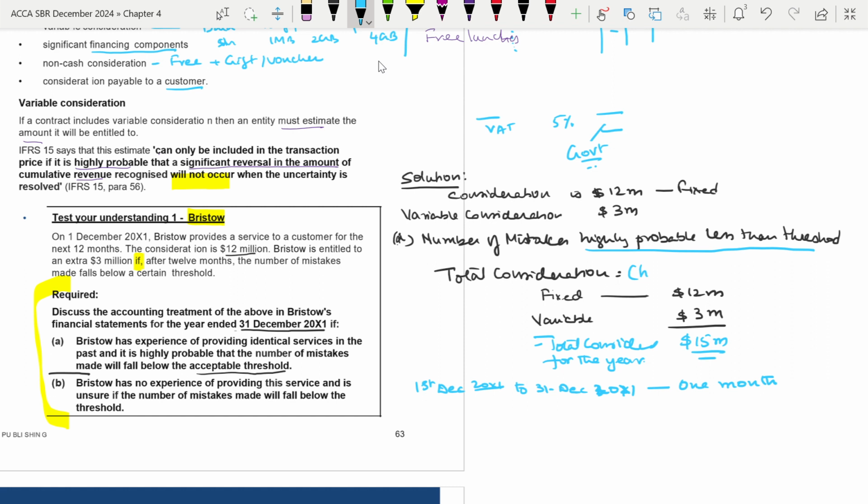This is for how many months? This is for 12 months. Total consideration for the year is how much? For 1 month, how much is it? 15 million divided by 12 months. It comes to how much? $1.25 million. Is it clear to you?